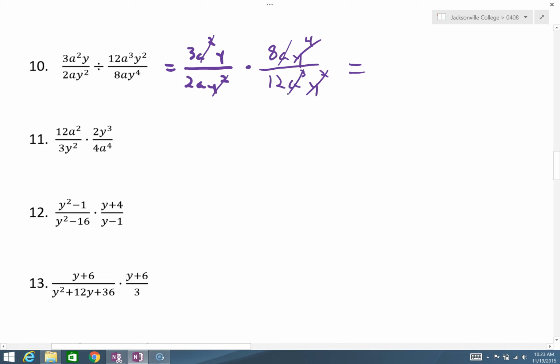All right, now the constants. 3 goes into 12 4 times. 2 will go into 8 4 times. I could put the ones that are left with my division, but I don't need to show multiplied by 1. So here's what remains. In my numerator, I have a 1 times y times 4. That's 4y. In my denominator, 1 times a times 4. That's 4a.